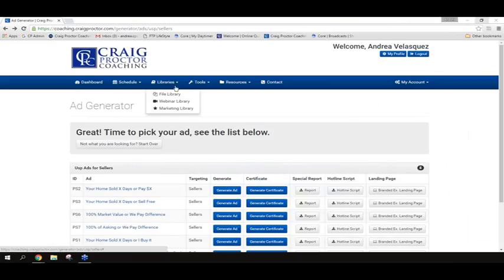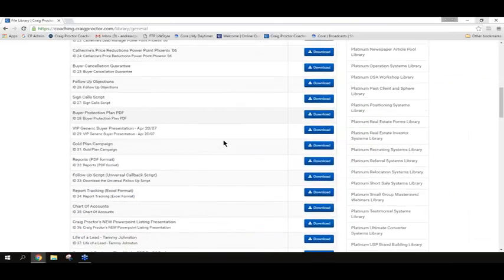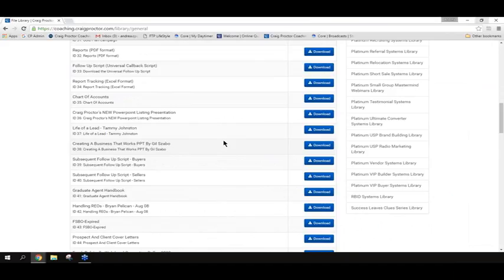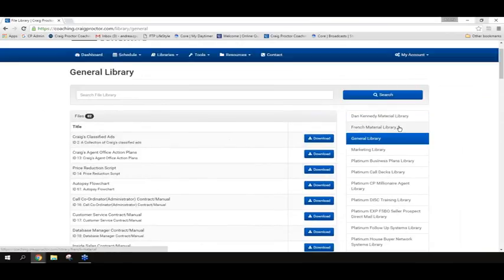Okay, so you're going to go to Libraries, File Library. If you can't find something, that's a good place to start, right? Go to the File Library and just type into the search box what you're looking for. There was French material. Here it is.